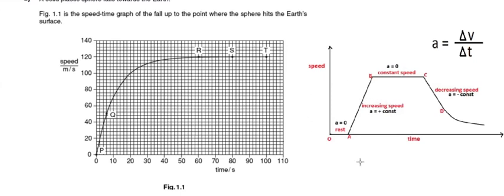If we have the speed time graph, then the slope is nothing but change in y-axis divided by change in x-axis. Here in this case, the change in y-axis is speed, and the change in x-axis is nothing but time. So slope is nothing but change in the velocity divided by change in the time. That is nothing but the acceleration. So the slope of the speed time graph is nothing but the acceleration.